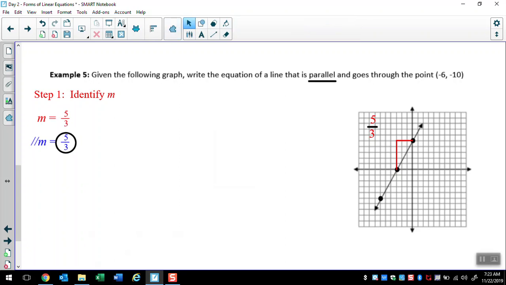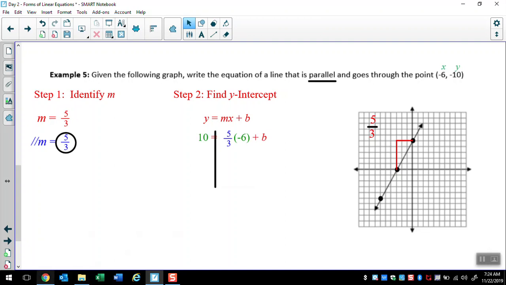Now, just to show the other method again, I'm going to use the slope intercept form to find my y-intercept of the equation that would go through this point with this slope. So y equals mx plus b. I have my x value, I have my y value, and I have my slope. I'm going to substitute them in, and now I can go ahead and solve.